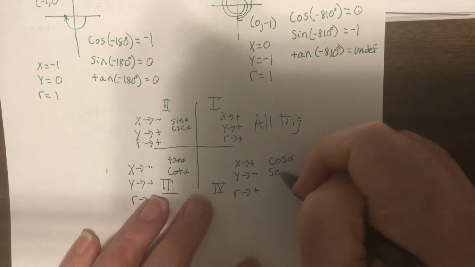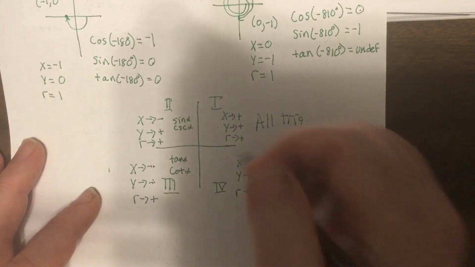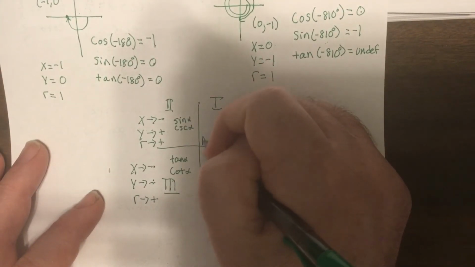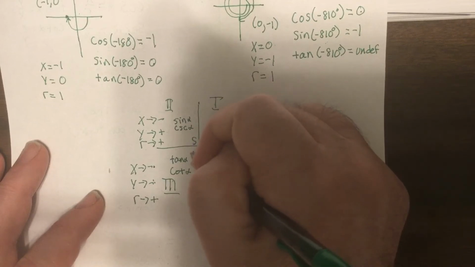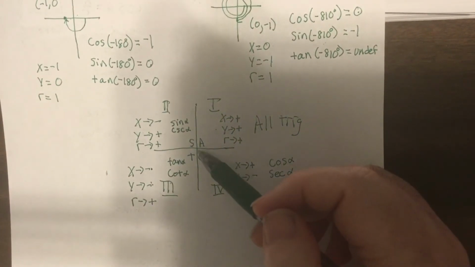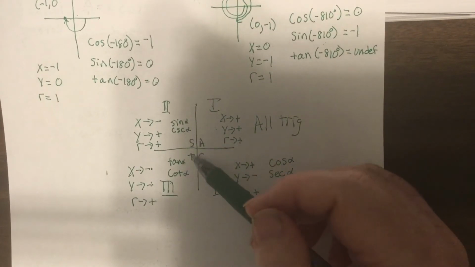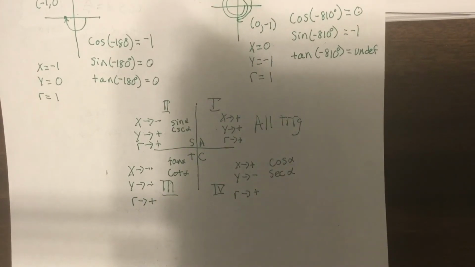Now, one way to remember this, instead of remembering all this, is they have a little phrase. All students take calculus. So first quadrant, all trig functions positive. Second quadrant, sine is positive. Tangent in the third, and cosine in the fourth.